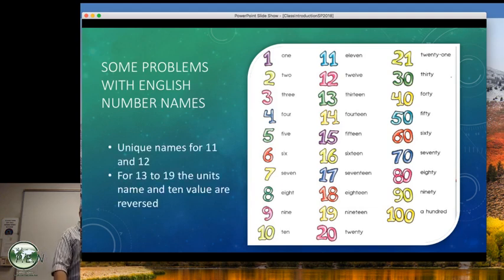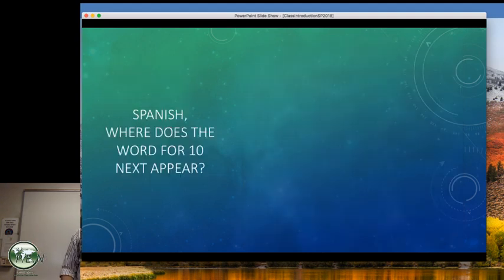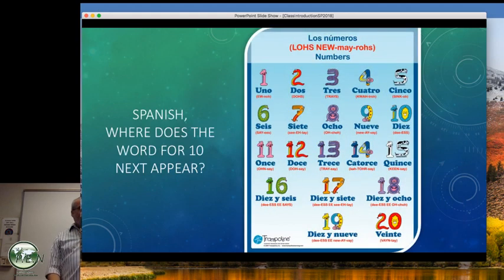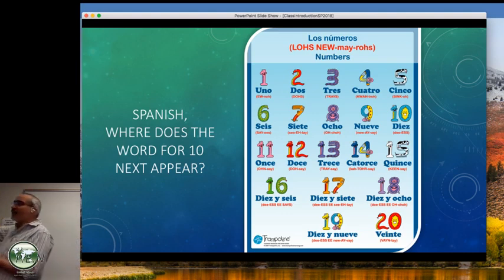If you're a Spanish speaker, where does the 10 start? You want to speak Spanish? It doesn't start with 11, right? 10 is diez. 11 is not diez and 1, no. You have to get all the way to 16. Dieciséis, literally 10 with 6 more. 15 is its own word. Quince.